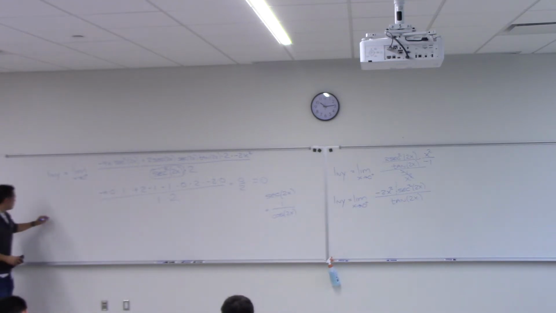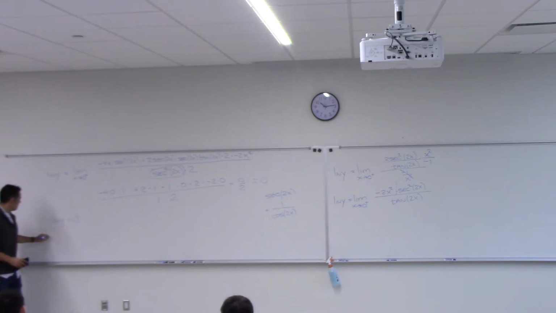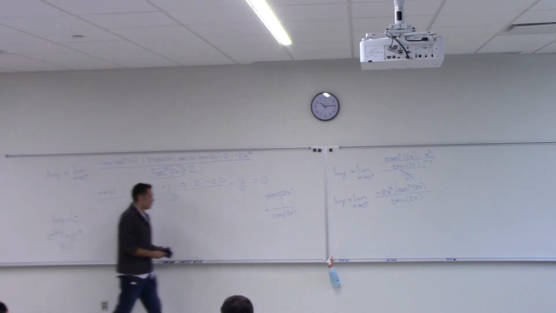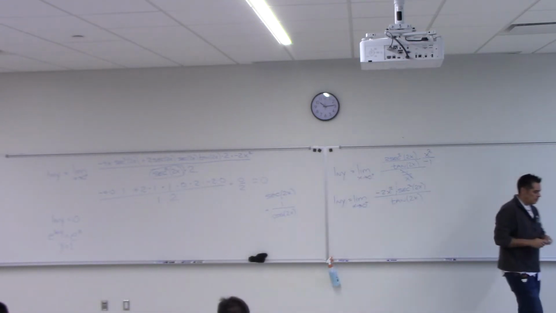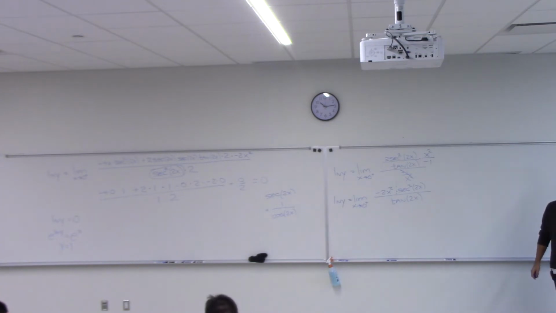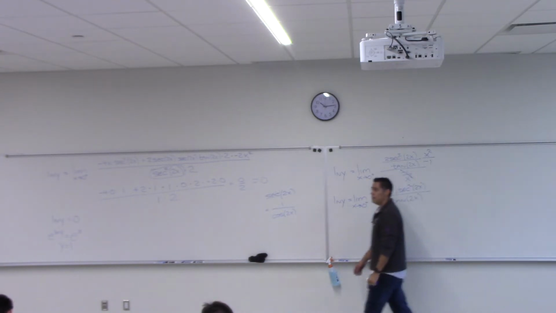And so we have the natural log of y equals 0, and now you do e on both sides, and you get y is 1. So the answer is 1. Questions? All right, can we move on?